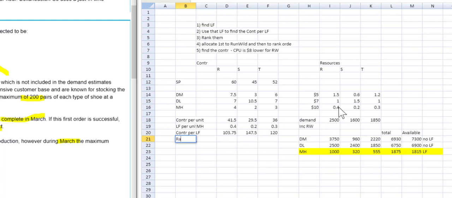So we're on number 3 in my order of things, just making sure you know that this was number 1, find the limiting factor. Number 2, use that limiting factor to find the contribution per limiting factor. So this was number 2. And now we're going to do number 3, and so we're going to rank them. So the first rank is the spike. Number 2 is the trail shoe. And number 3 is the road shoe.